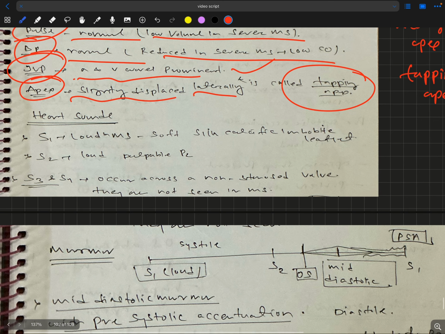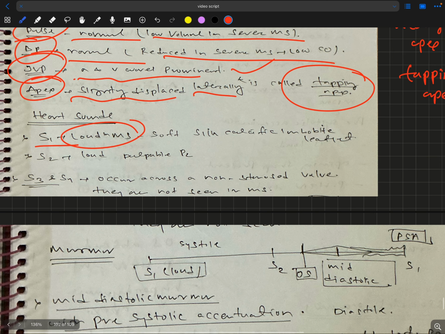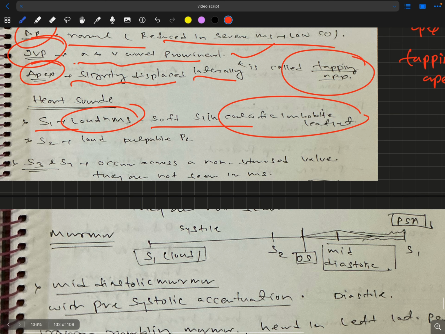So what happens to the heart sounds? S1 is loud in MS, and soft S1 in case of a calcific or immobile leaflet. Remember, in all valvular heart diseases S1 will be soft except MS. In MS the S1 can be soft if the valve is calcified or immobilized. S2 can be loud with a palpable P2.